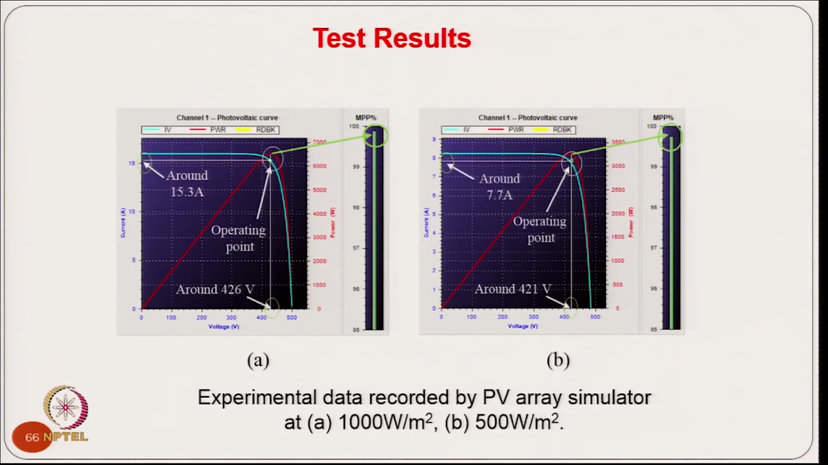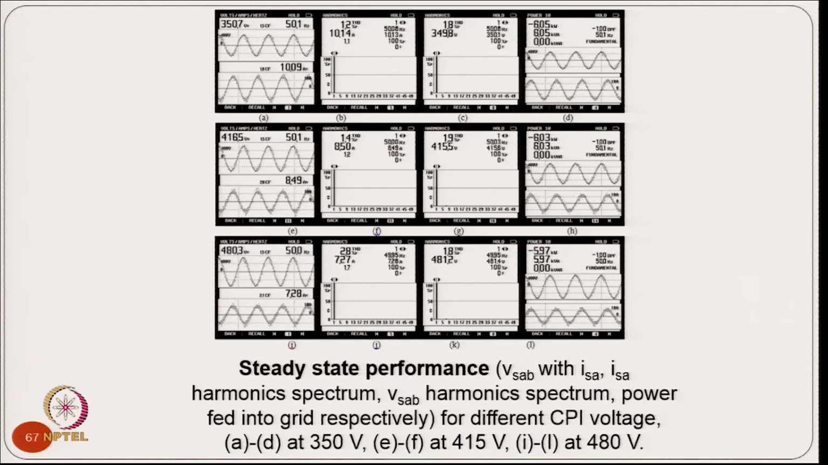And this is the MPPT operation of the solar PV simulator for two solar insolation levels. So, it works over a varying solar insolation level all the time at maximum power. These are the typical results. You can see the THD is 1.2% virtually even at a lower voltage of 350.